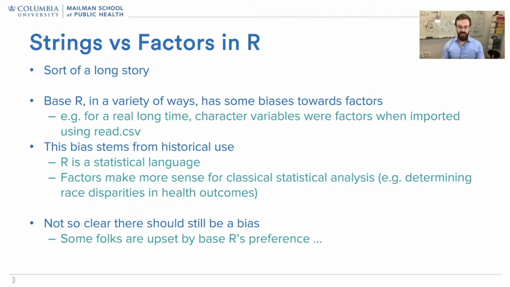And as a result of that, R built in a variety of features that would assume that when you saw something that looked like a character, something that looked like a string, it really was in fact a factor. So that existed for a very long time in base R and was built into things like read.csv and data.frame. Other things like that would assume that you were dealing with factors unless you were clear that that wasn't the case.